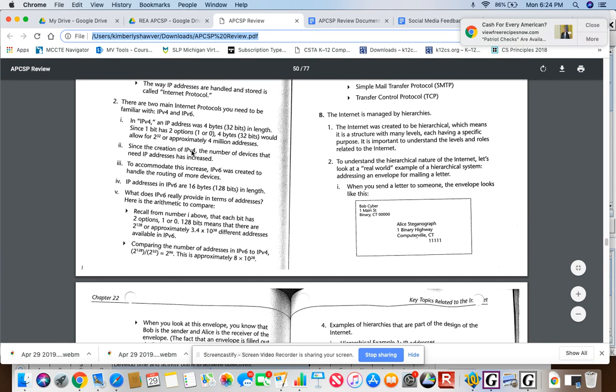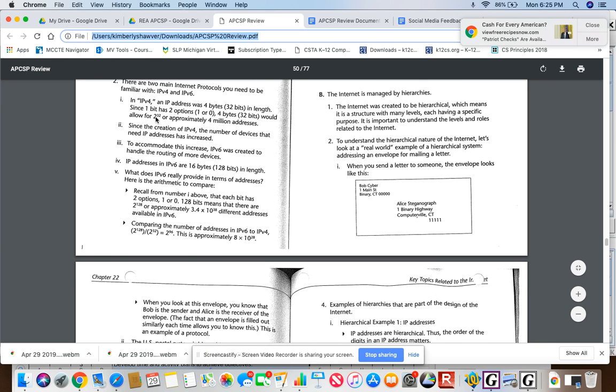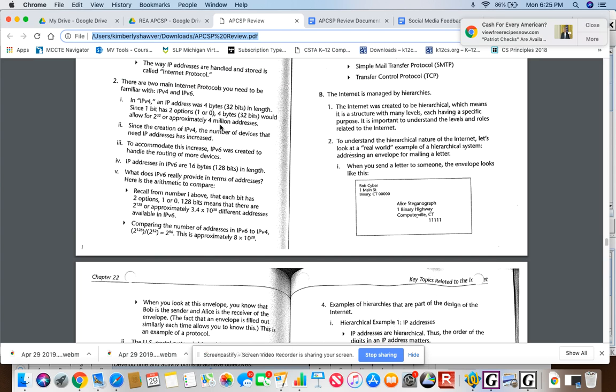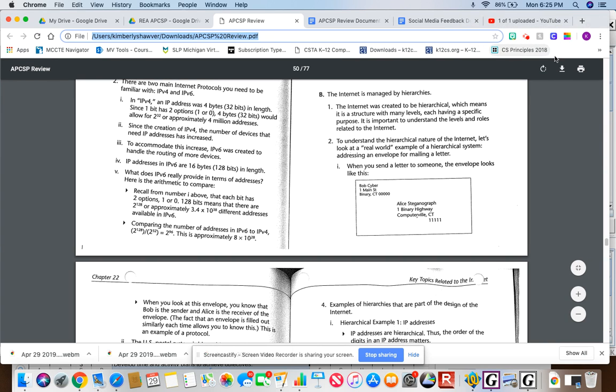Okay, so there are two main internet protocols, IPv4 and IPv6. So IPv4 uses 4 bytes. And remember, 1 byte is 8 bits, so 4 bytes would be 32 bits. So this would allow 2 to the 32, or about 4 billion addresses. Well, the internet has just ballooned, and it appears that that's not enough addresses to satisfy the demand around the world. So recently, there's been a new revelation where we need more bytes and more bits.